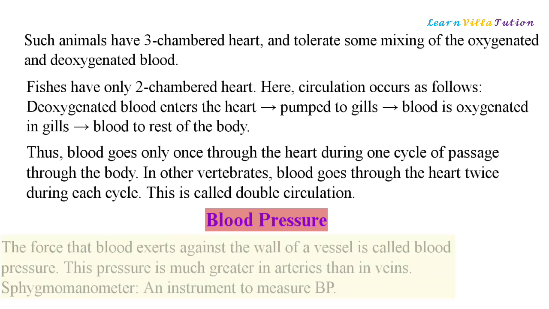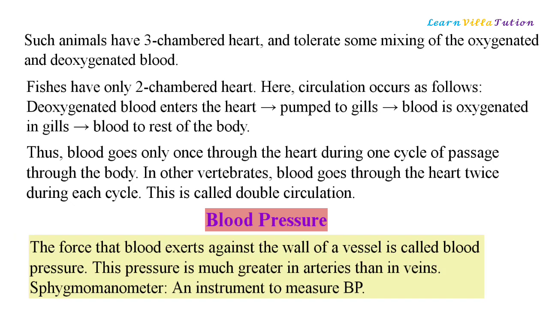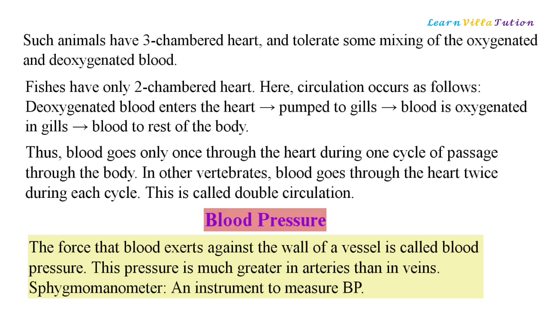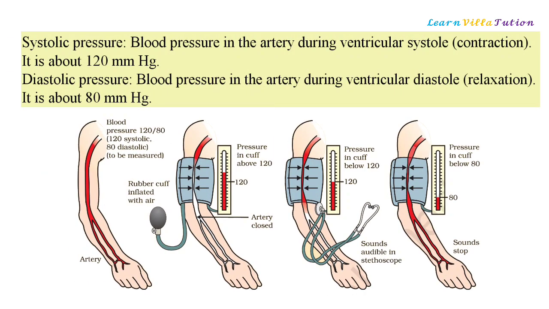Blood pressure. The force that blood exerts against the wall of a vessel is called blood pressure. This pressure is much greater in arteries than in veins. Sphygmomanometer is an instrument to measure BP. Systolic pressure: blood pressure in the artery during ventricular systole, contraction. It is about 120 mmHg.